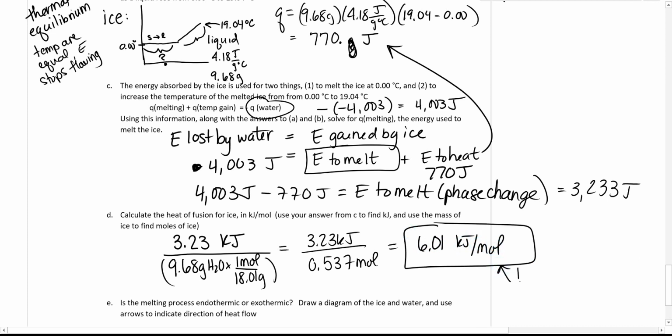So what that's called is the heat of fusion. And that is the energy to change phase from solid to liquid. So remember, that phase change requires energy, but it will not result in a temperature change.